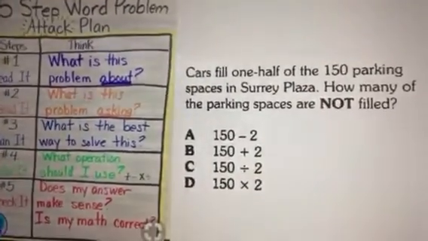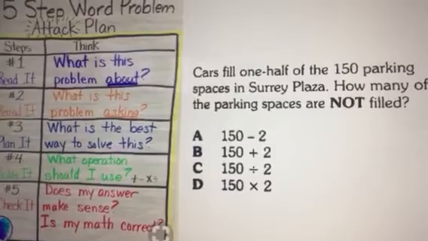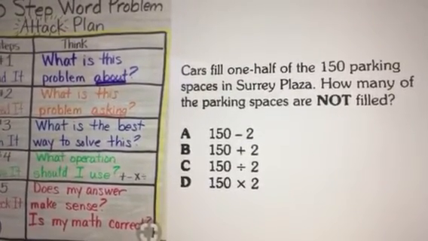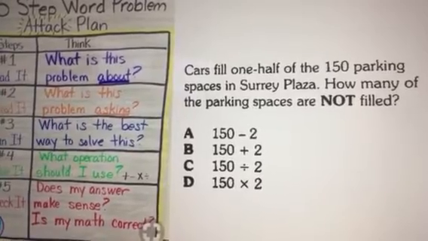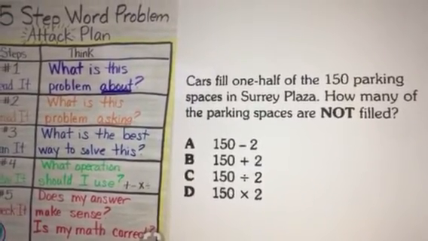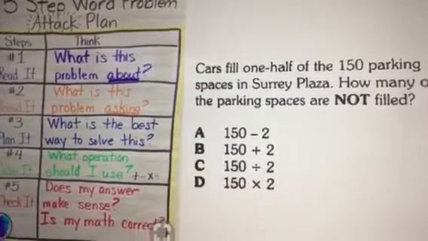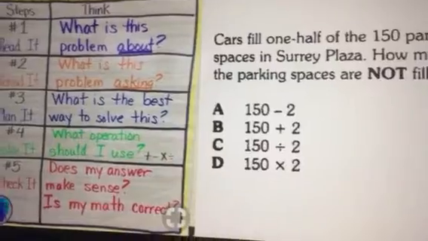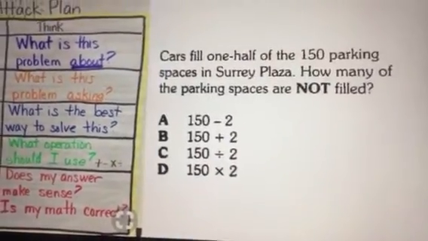So what is the problem about? What is this problem asking? It's asking how many of the parking spaces are not filled. So it's told us how many are filled, and it's asking what's not filled. What's the best way to solve this? And what operation should we use?